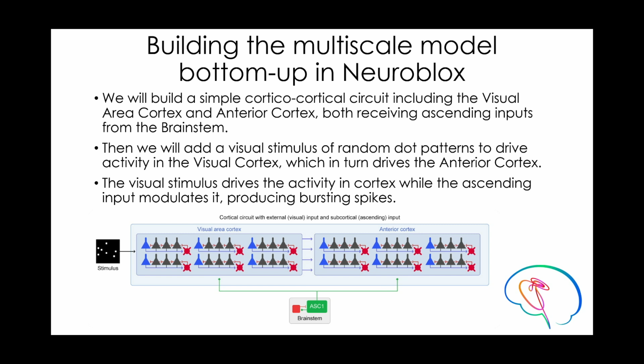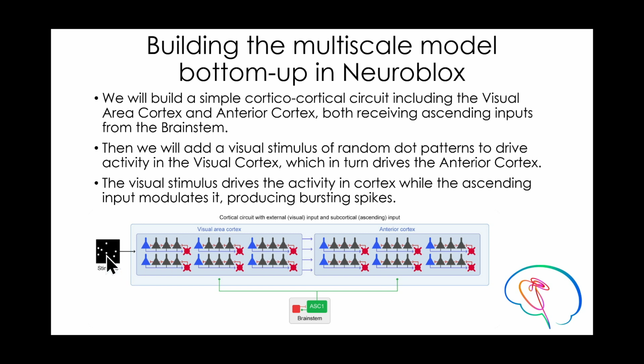So keep going up on the hierarchy. We will connect 2 cortical blocks together, each one holding these multiple winner-takes-all circuits. One cortical block will represent visual cortex, and the other one is going to represent the anterior cortex, connected one way. So visual connects to anterior.